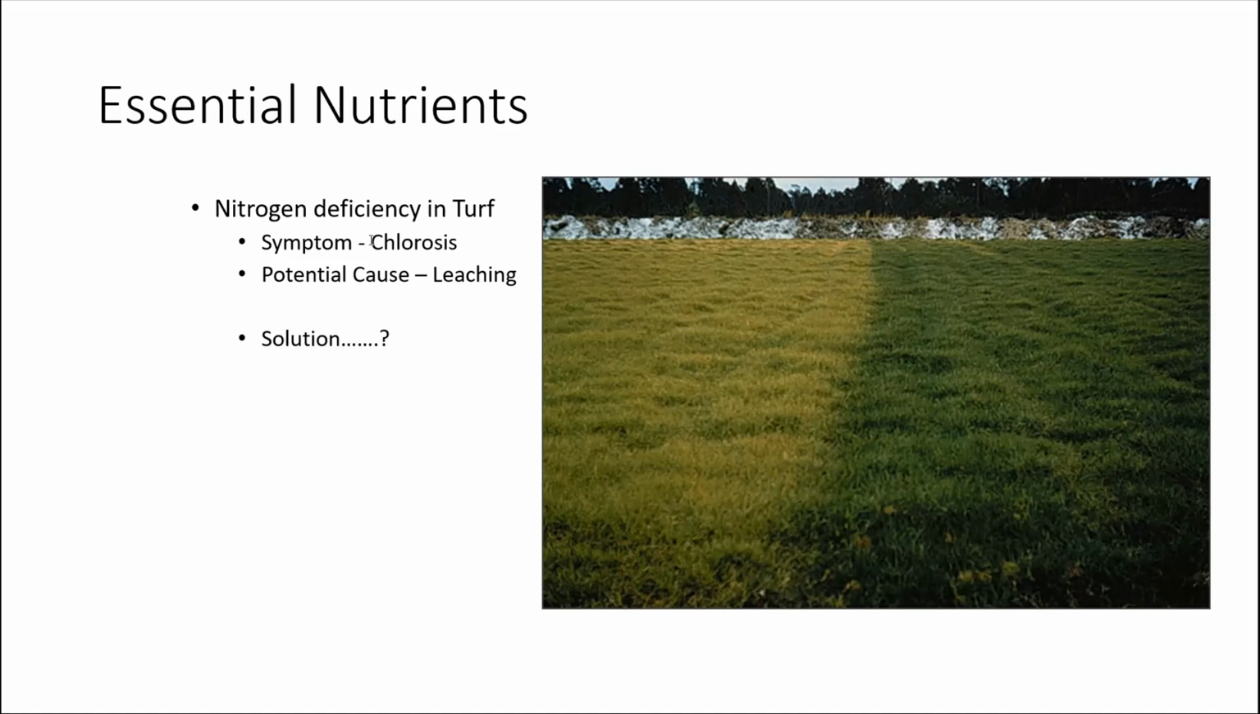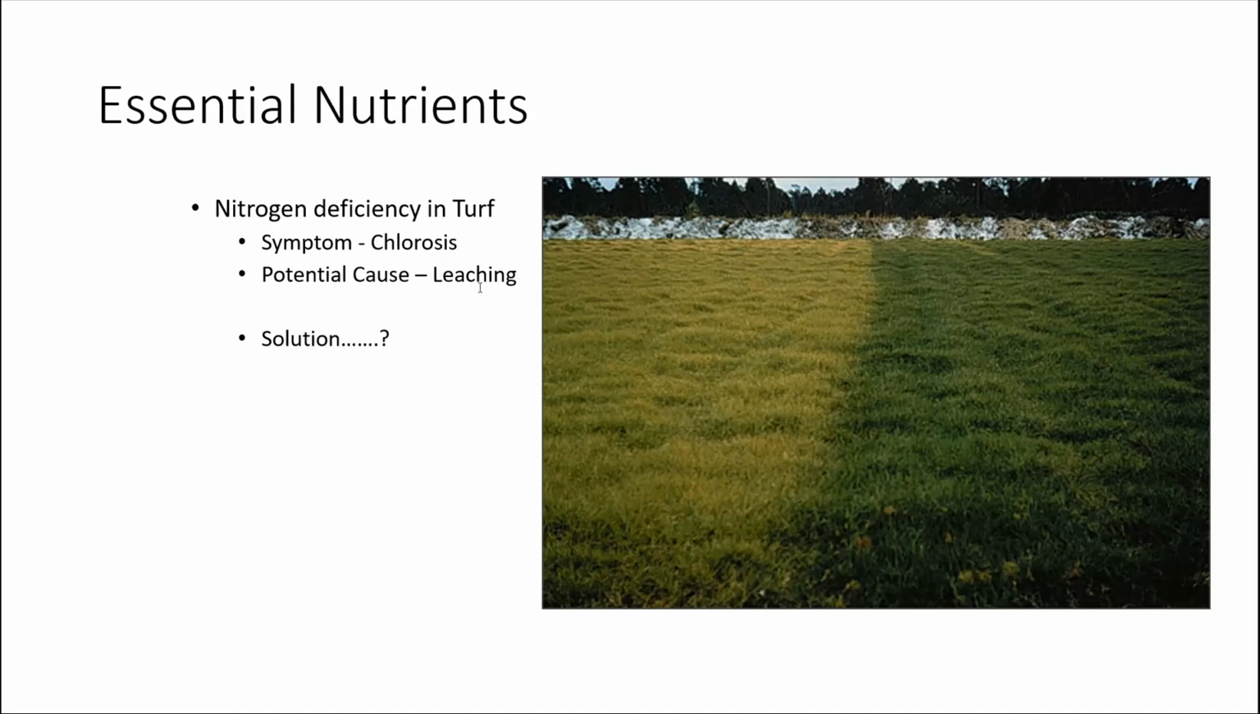And we're saying, well, okay, here's the problem. We're noticing some chlorosis. We're noticing yellowing of leaves and relatively uniform yellowing of leaves. And what could the cause be? Well, in this case, the cause could be a lot of things, but we're just going to say that the cause could be leaching.